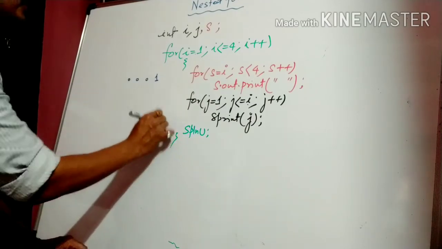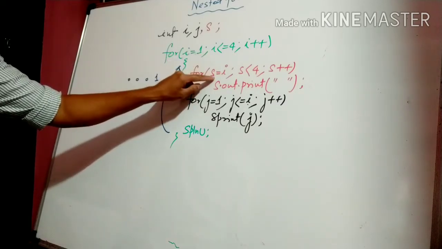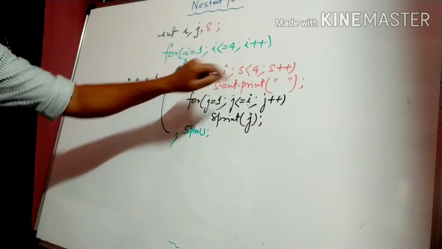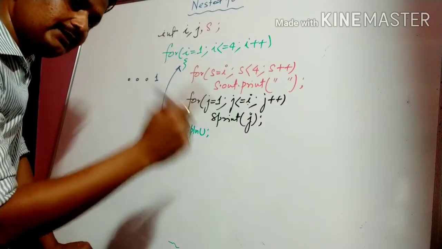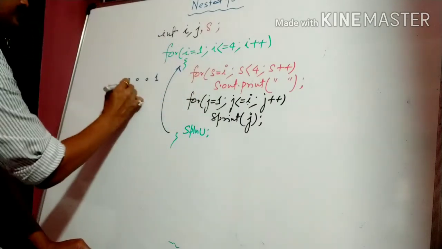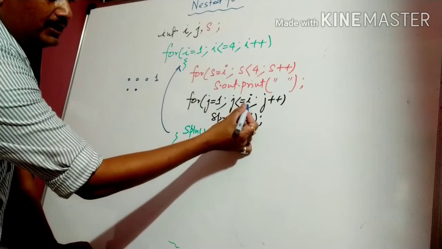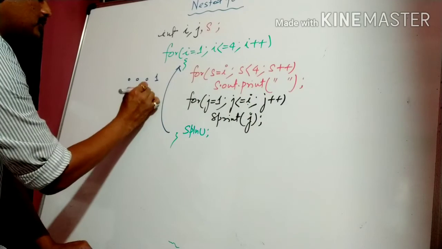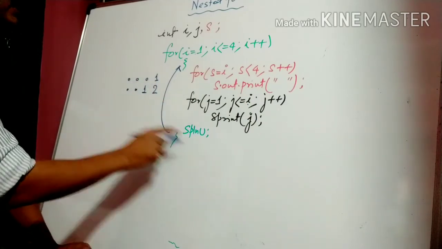Now when it goes there, the value of I will be what? 2. The value of S will be what? 2 less than 4. How many times will it execute? 2 and 3, that means 2 times. 2 spaces. Now 1 less than equal to 2, 2 times. Alright. Println, line change.